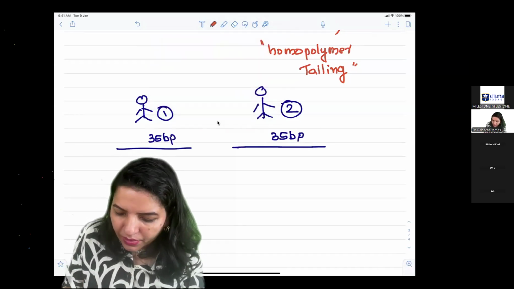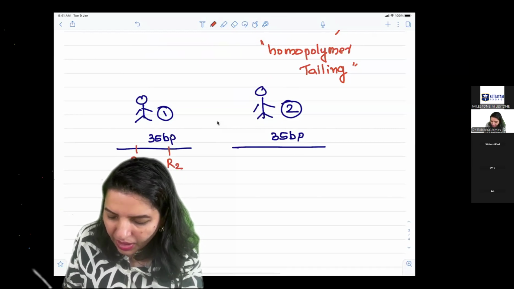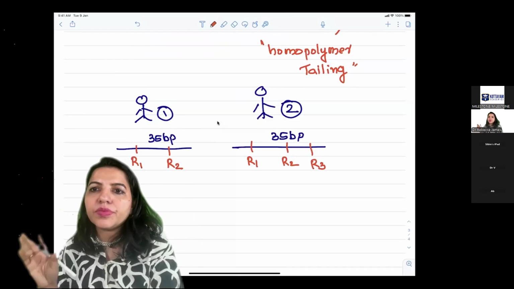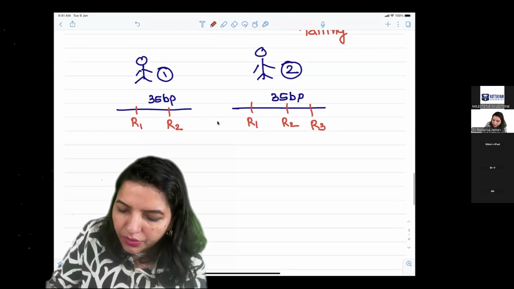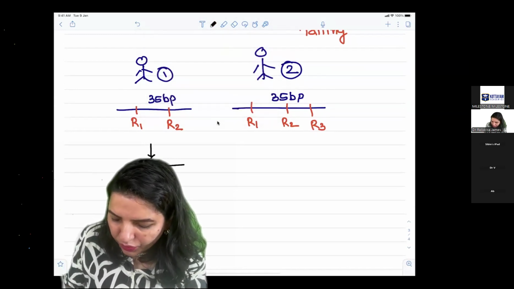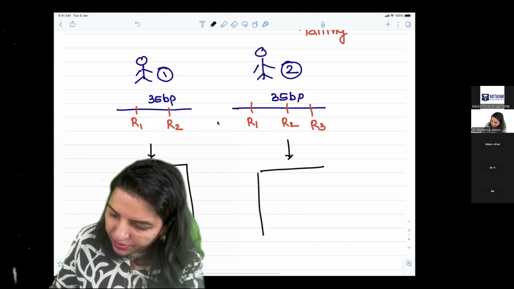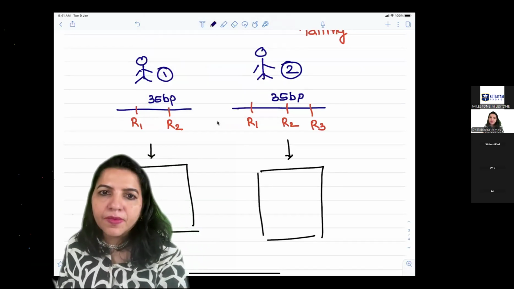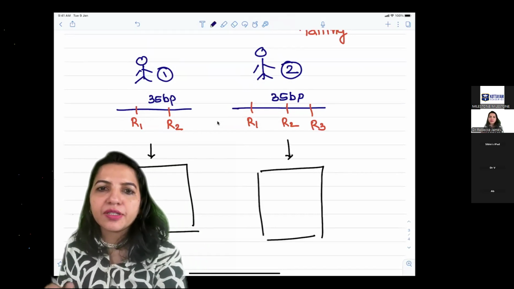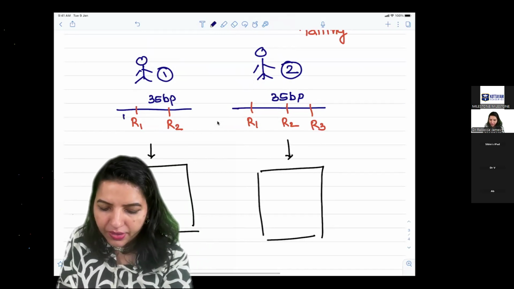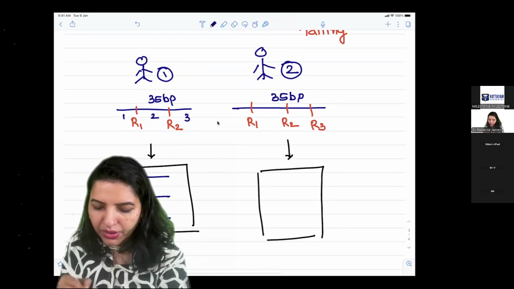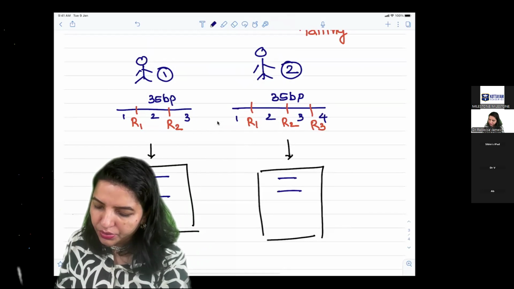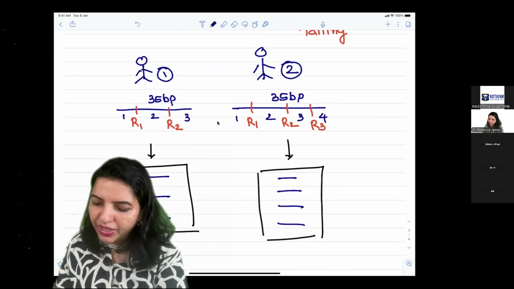In the first person, there are two restriction sites, R1 and R2. In the second person, there are R1, R2, and R3. Three palindromic sites are there. If we do a DNA electrophoresis in the first and the second person, how many bands, how many DNA fragments will we get? In the first, we should get 1, 2, 3. In the second, 1, 2, 3, 4. So we are getting 4 fragments.